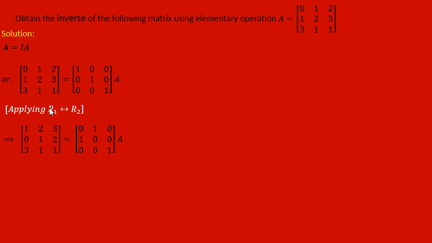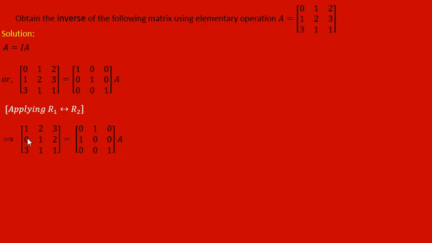Right? Now what operation did I apply here? The third row remains as it is. The same operation I am going to apply on this I. So here you can see that I have interchanged the second row and the first row, right?